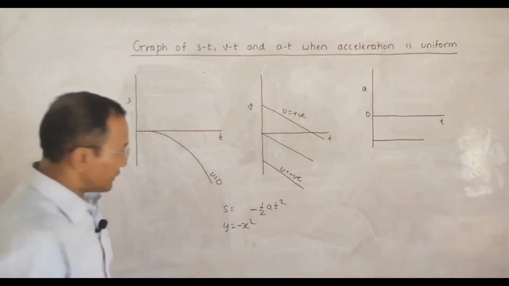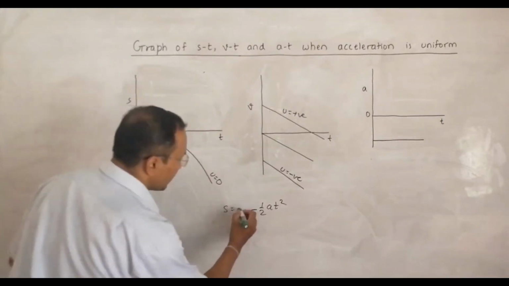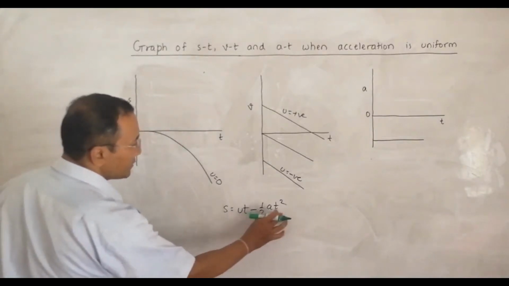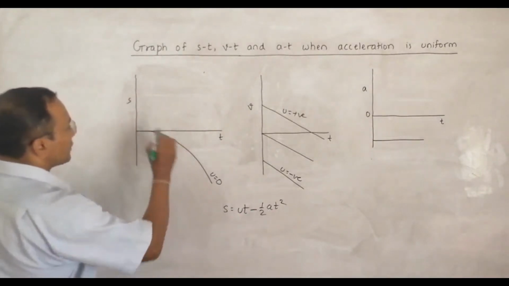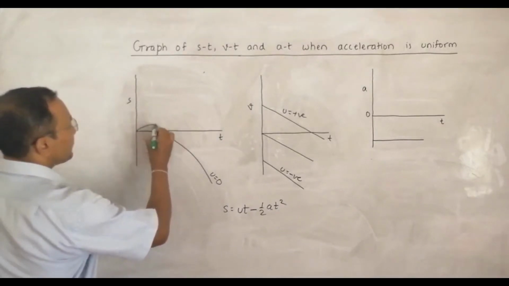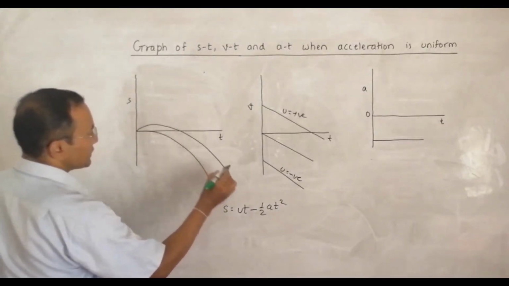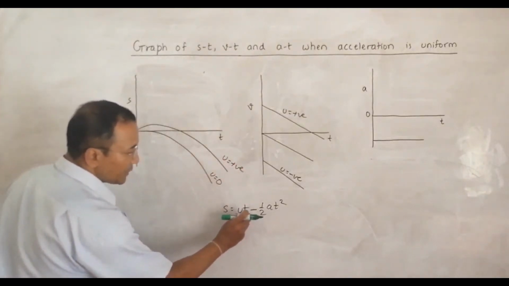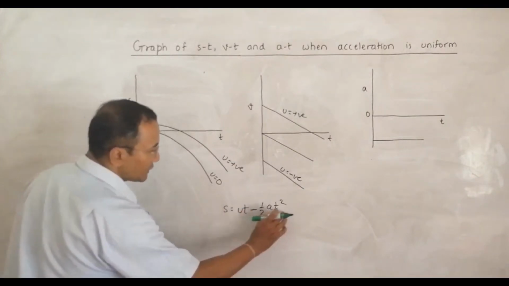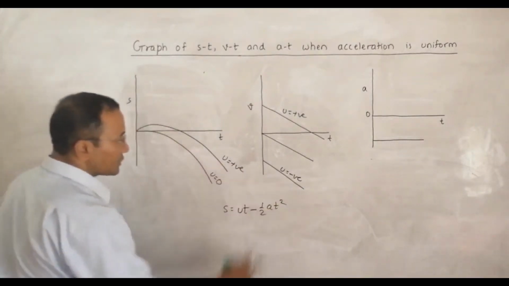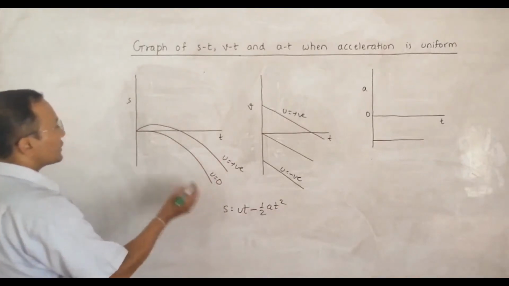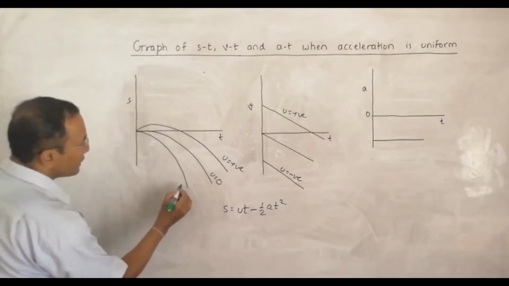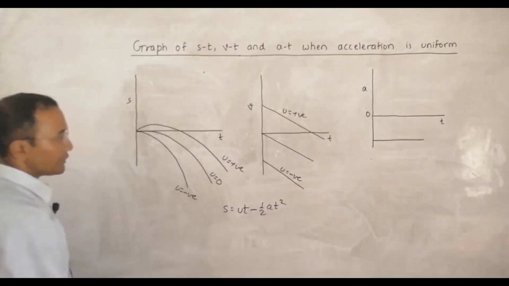Now if u is positive, then ut is positive. Initially this factor will be higher and later the other will be higher. So if u is positive, the graph should be like this. This is u equal to positive. You can try here: if u is positive, at small times this term will be dominant over the other, so the value will be positive in the beginning. Then it goes to 0 and then negative. And if u is negative, it goes somewhat like this. So this will be when u is a negative value.